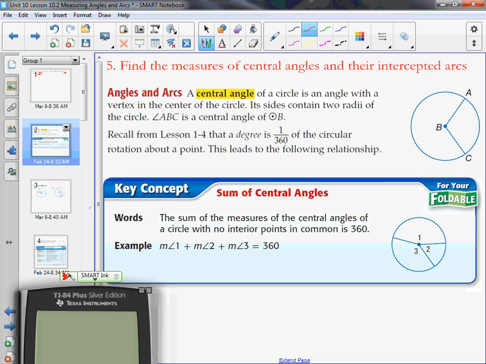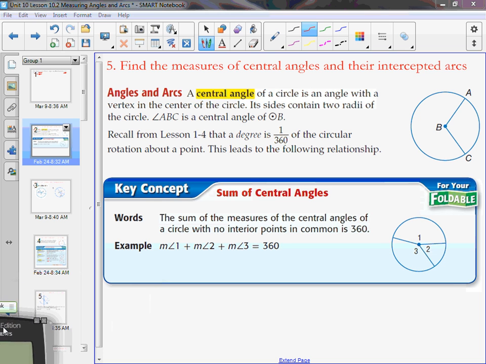So, a central angle. If we're going to talk about the measures of central angles, we have to know what a central angle is. A central angle of a circle is an angle with a vertex in the center of the circle. Its sides contain two radii of the circle. So in the figure on the screen, angle ABC is a central angle of circle B because the vertex of angle ABC is on the center of the circle. Now, it's a pretty big deal because later on we're going to have angles called inscribed angles that behave differently. You must be able to not only recognize that's a central angle, but call it properly a central angle.